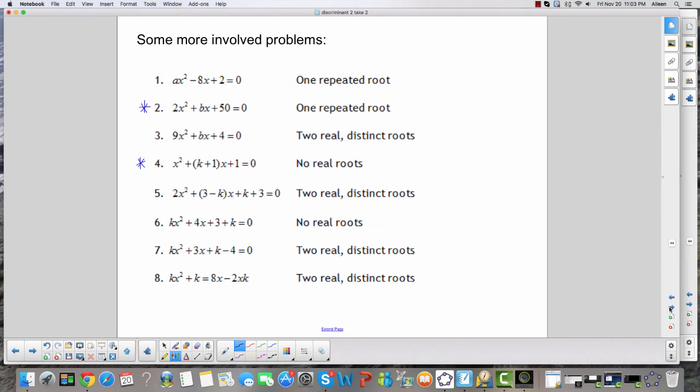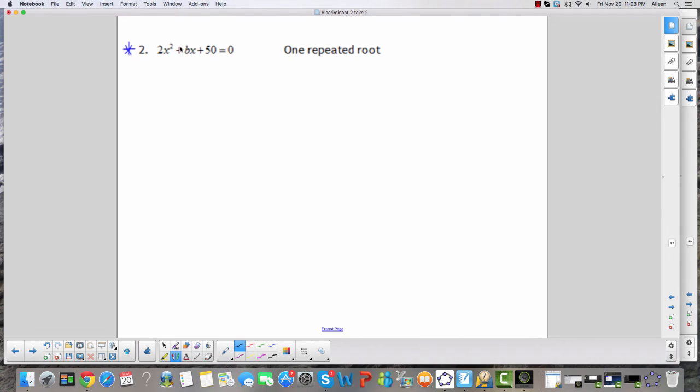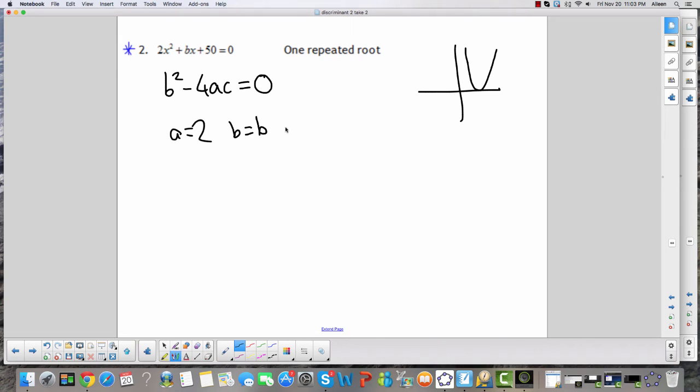Alright, since it has one repeated root, we know that b squared minus 4ac is equal to 0. In other words, when we draw this parabola, it's going to look like that. So there are some values of b that are going to make that happen. We'll find out what values will work. A is 2, b is just b, that's the thing we don't know, and c is the value 50. And we calculate b squared minus 4ac.